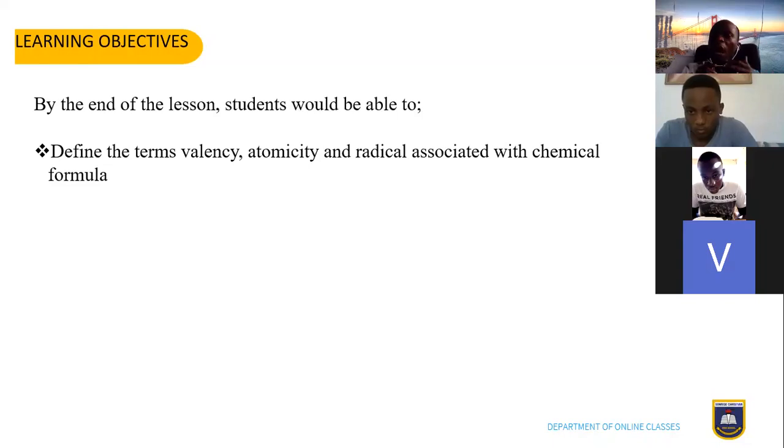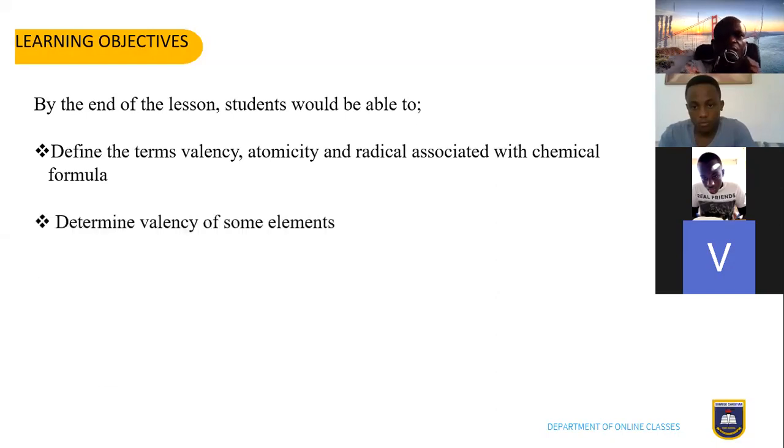That's the first part. Or I give you the name of a compound like sodium trioxocarbonate(IV) in words. How will you be able to write the formula, say Na2CO3, for that compound? That's what this first aspect of this topic is about. So to be able to do that, you need to know what valency is, what atomicity is, and what radicals are. Then we'll define valency, and determine the valency of some elements.